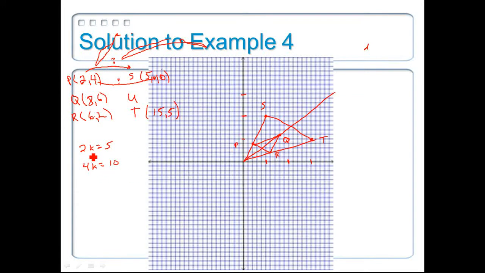Okay, so if we divide by 2 to both sides, we get k equals 2.5. If we divide by 4, we get k equals 2.5. So that looks good. So let's see if the same thing happens here. 6 times what gives you 15? Divide by 6, divide by 6. And if we reduce this, we get 5 halves, which is 2.5. And then we already know 2 times 2.5 is 5. So they're all the same scale factor.